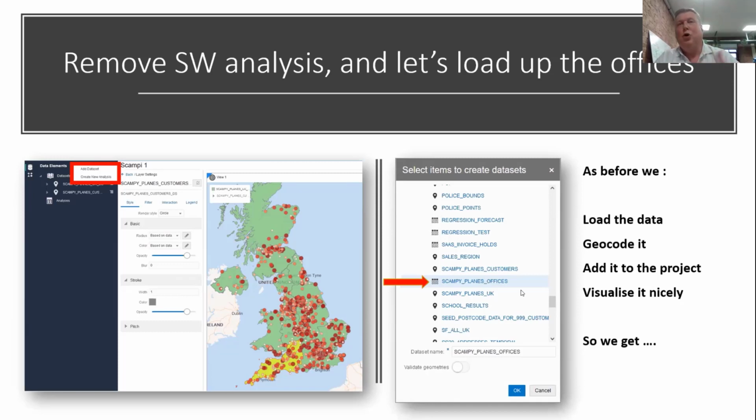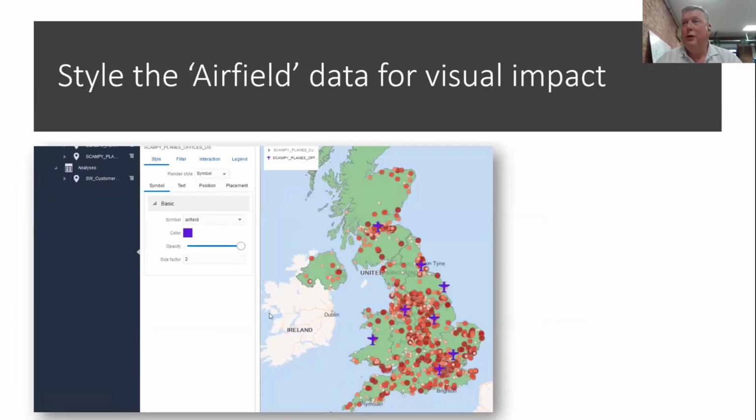I'm not going to show you the geocoding of all that, because it's exactly the same. But we've got about eight different offices, eight different places where we can take flights from around the UK. So I'm just going to load that data up and stick it on the project. I've put them on as airfields, as blue planes. I've got all the customers, and here's all my airfields.